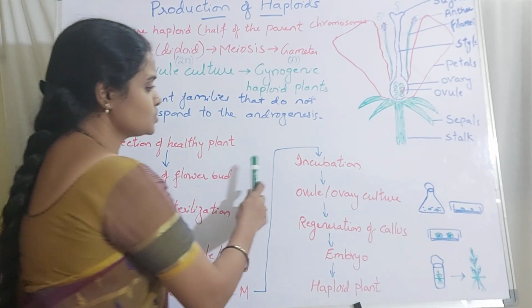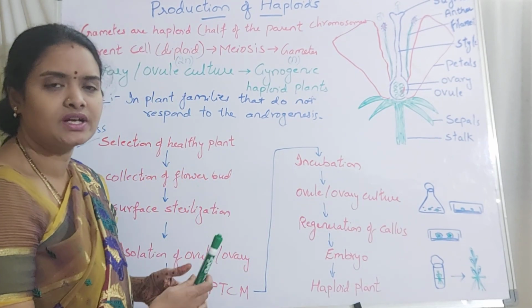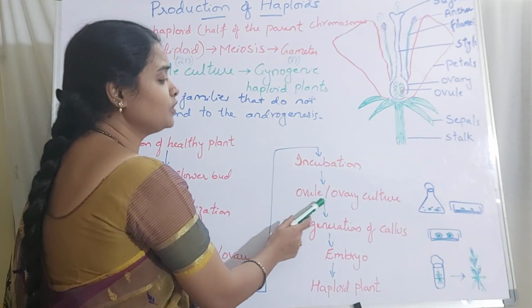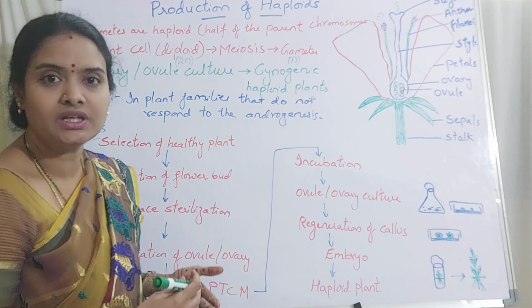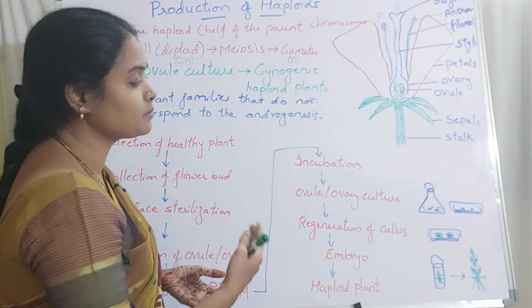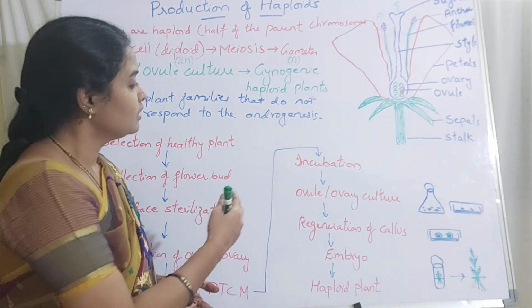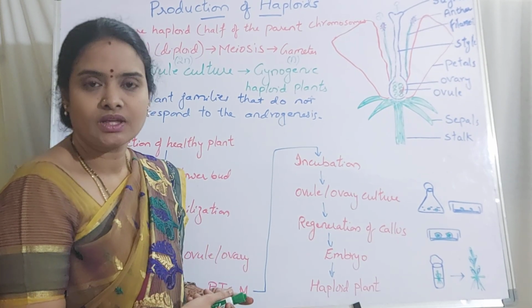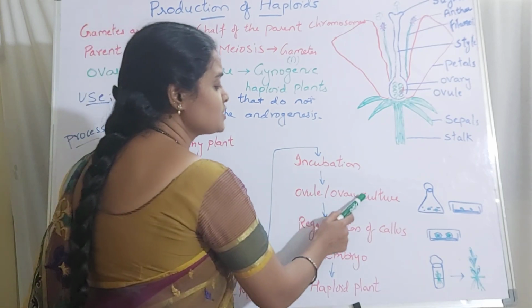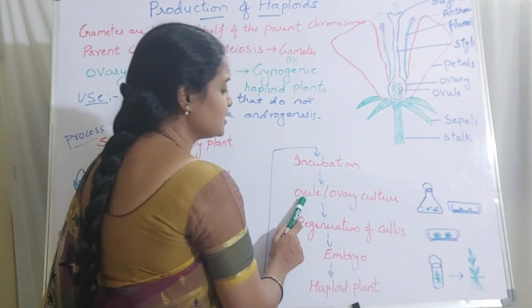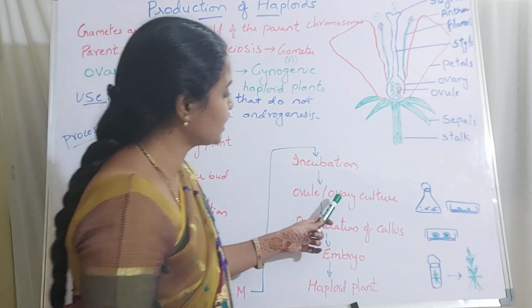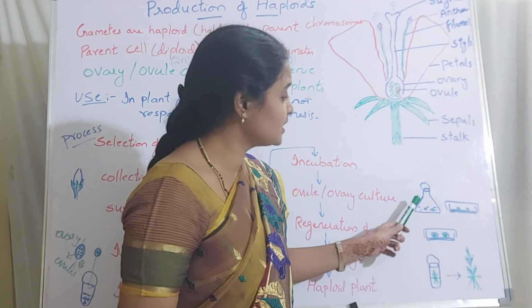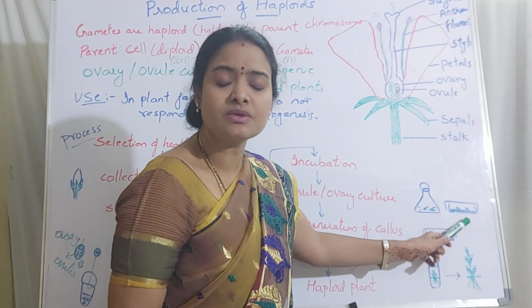So when you provide sufficient amount of nutrients and all favorable environmental conditions, now the ovule or the ovary withstand in the media and they respond to the media, observe the media, and they get started with cell division. As a result, they transform into a callus. See here, the ovule or the ovary culture can be done in suspension culture or semi-solid culture, that is the liquid media or the semi-solid media.